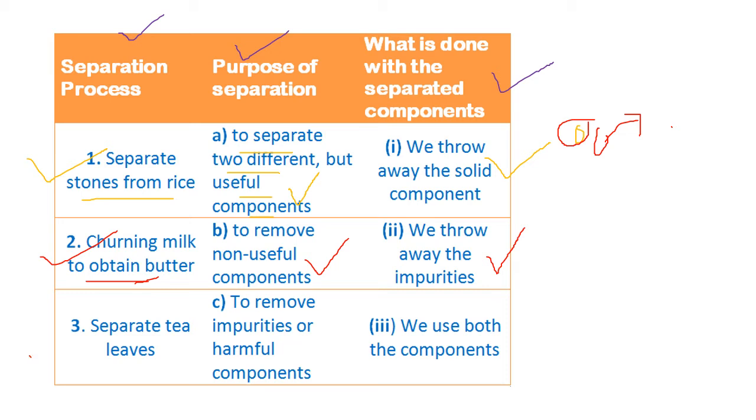In the same way, we separate tea leaves to remove the impurities or harmful components. This is an example of that. We use both components. For example, for drinking tea, we drink the tea, and the tea leaves that are separated can be used as a fertilizer or as manure for the plants. So both are useful components and we use both.